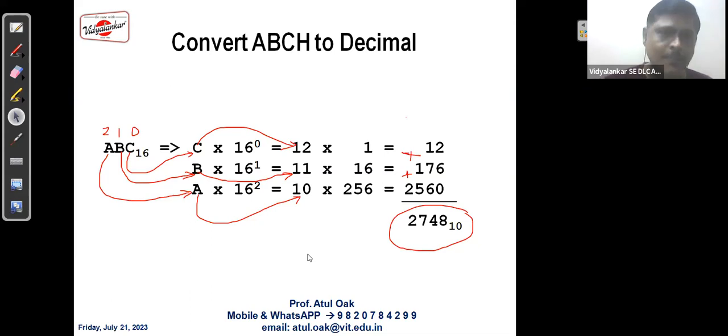My question is, you have to convert decimal. Let me write it here: 63 decimal, you have to convert into hexadecimal. Let me check who can tell me the quick answer. 63D in H.